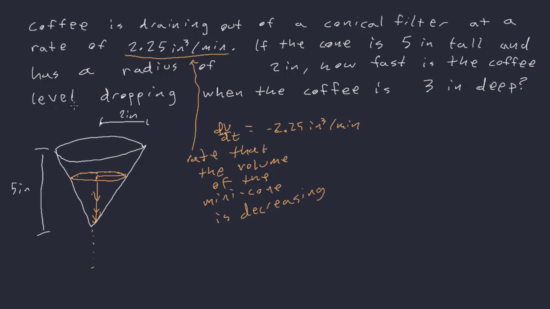And now we're asked how fast is the coffee level, and this is important, the coffee level dripping when the coffee is 3 inches deep. So this is the coffee level, its height essentially, which we could call h. And we want to know how it's decreasing as the volume is decreasing. So basically this is find dh/dt when h is 3 inches deep. So we're concerned about when it's at 3 inches.